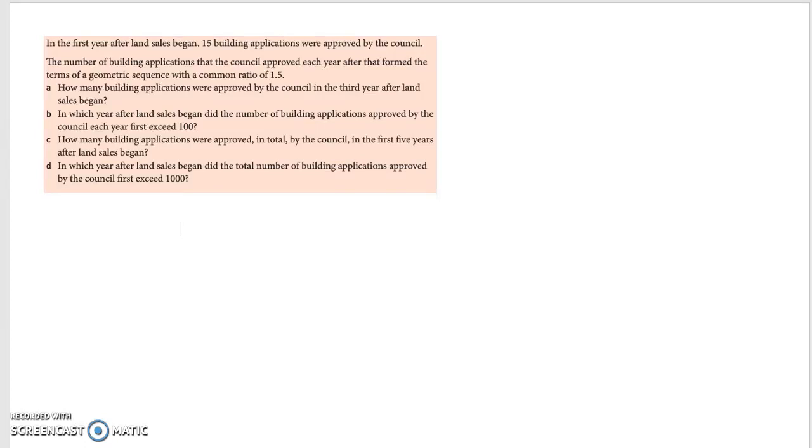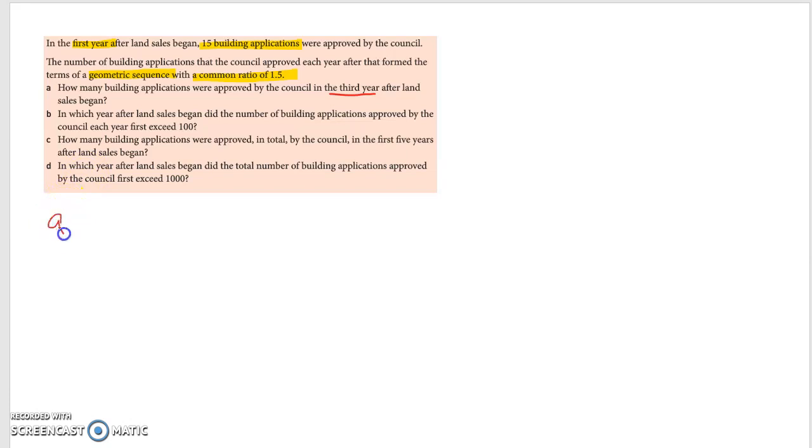This is exercise 5.4, question 11. We are told in this question that there are 15 building applications approved in the first year, and this forms a geometric sequence with a common ratio of 1.5. We are asked how many building applications were approved by the council in the third year after land sales began. Let's write down the important information which is given to us.